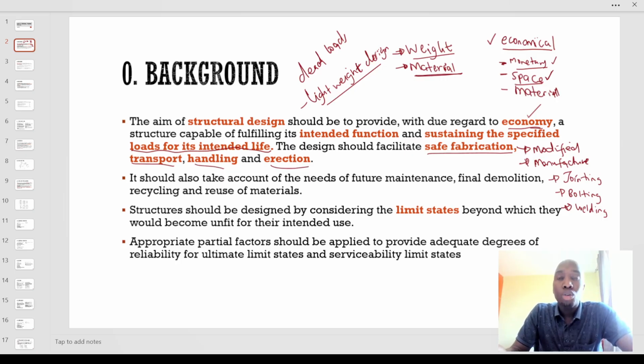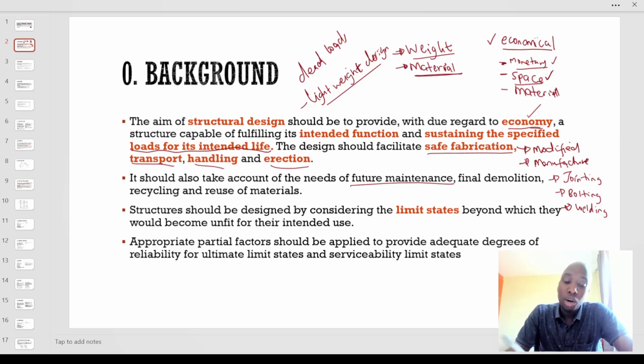It should also take into consideration the need for future maintenance. You don't design something that you will not be able to maintain. It's like you are digging a borehole and you don't know how you are going to get out of it. Before you start an aeroplane, you need to know how to stop it. So that is one of the considerations.